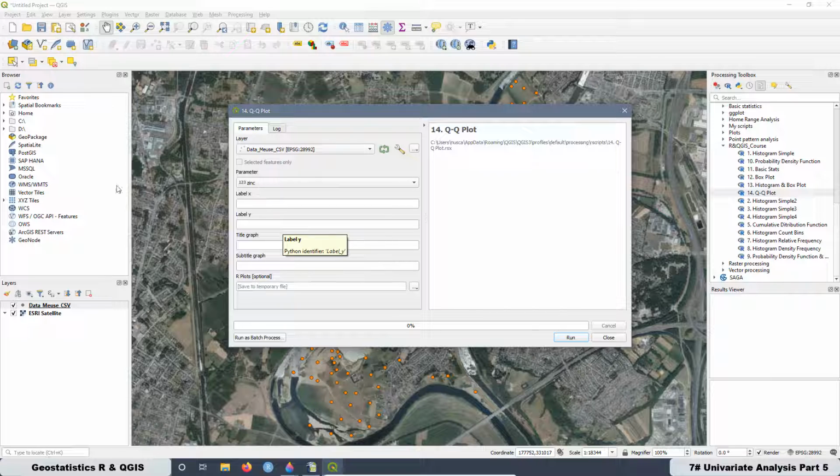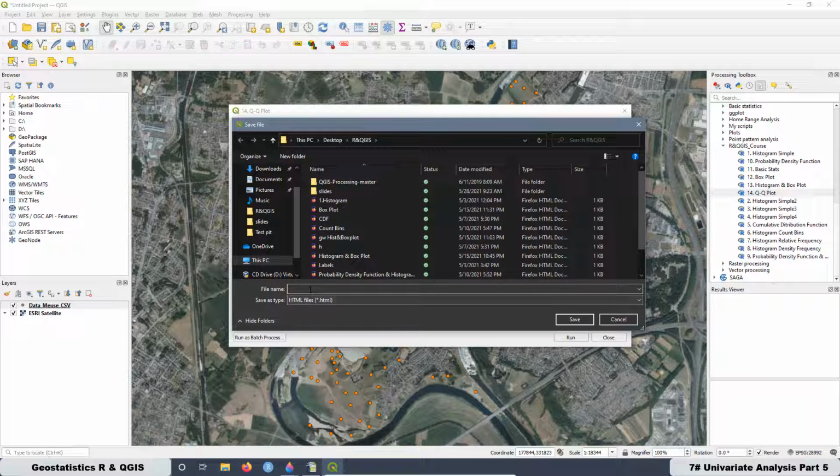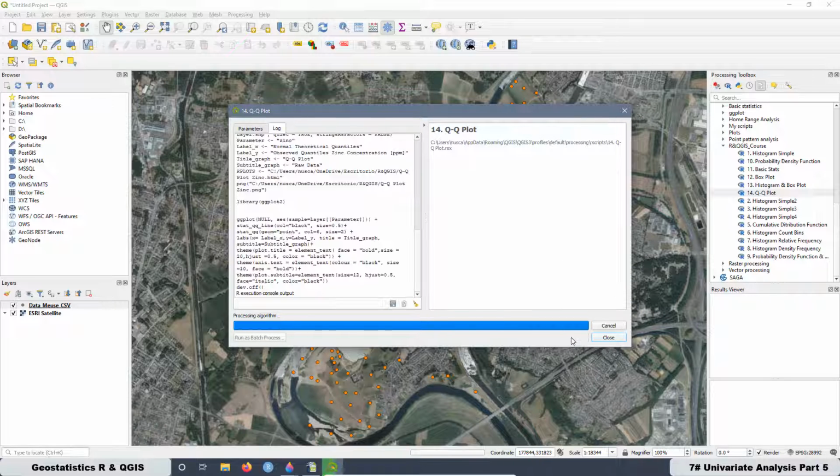I'm going to pass the video faster. Then I'm going to save this one as a QPlot. Save, and I'm going to run the script.